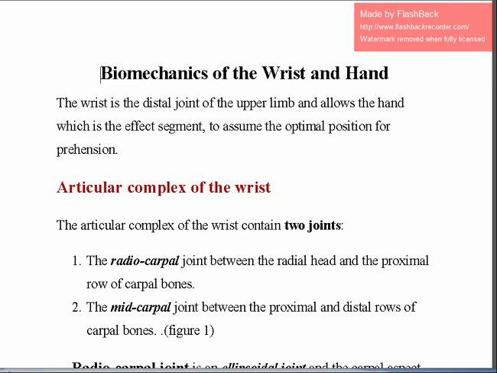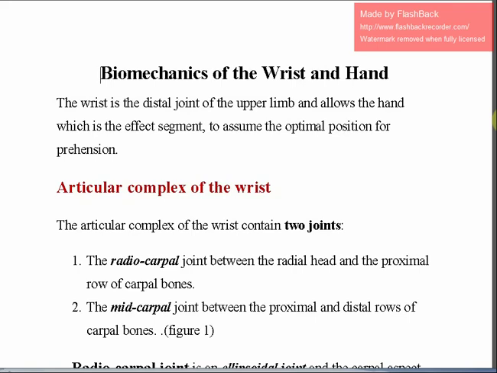There are many small muscles and small bones comprising the whole unit, so we need to understand the biomechanics of these small bones and the muscles, how they are oriented and how they move in different planes and axes. So first let us see about the articular complex of the wrist.